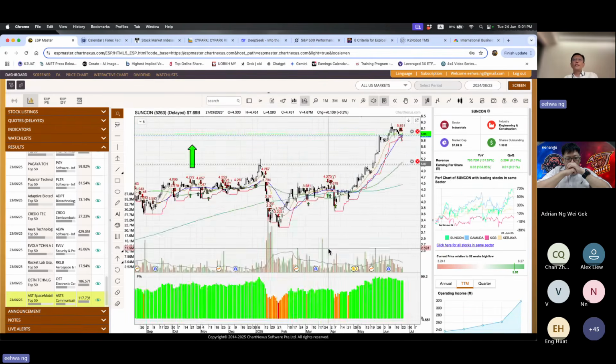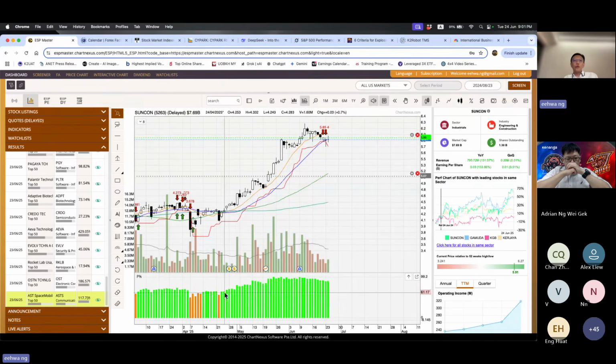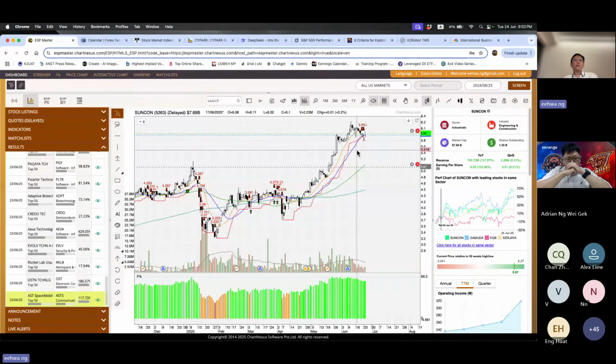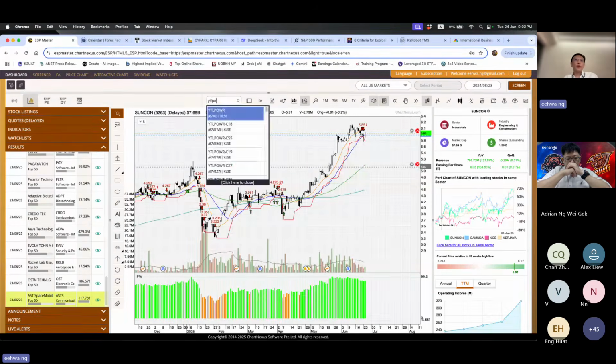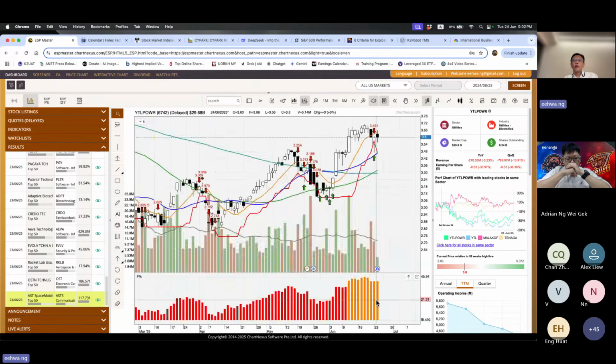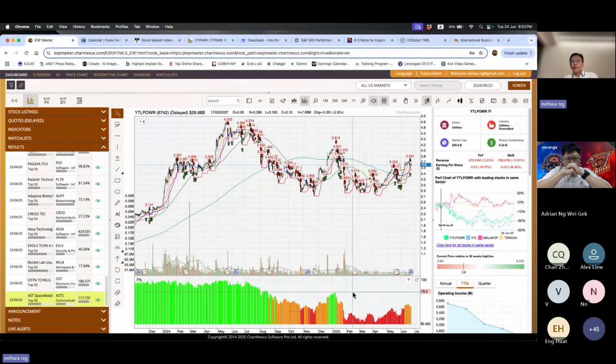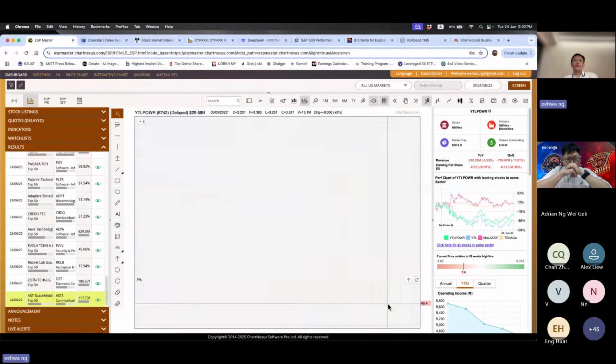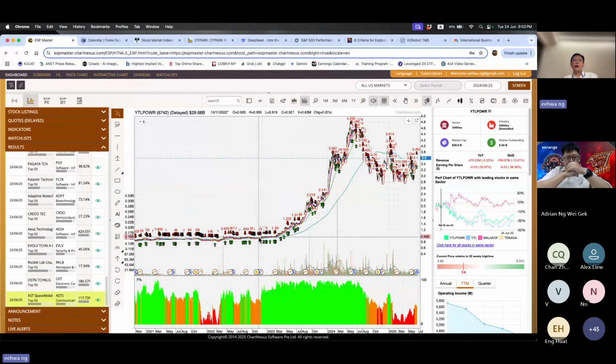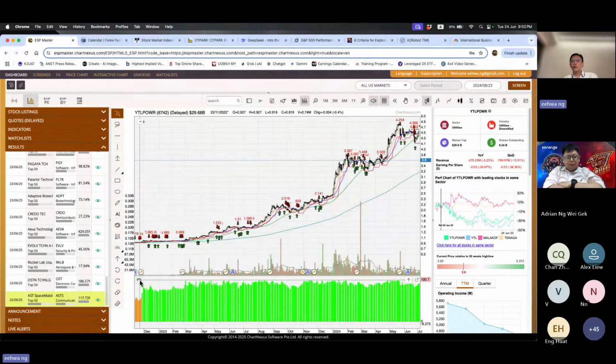Now you will see when Suncon is trending up nicely, your P percentage, the green color bar, is always above 60%. Strong trending chart, above 60%. Now, if I show you YTL Power, you will see that YTL Power now is in red and orange color, which is lower than 40%. During the good times when YTL Power was trending up, your P percentage is always above 60%. You see, my line is at roughly about 60%.